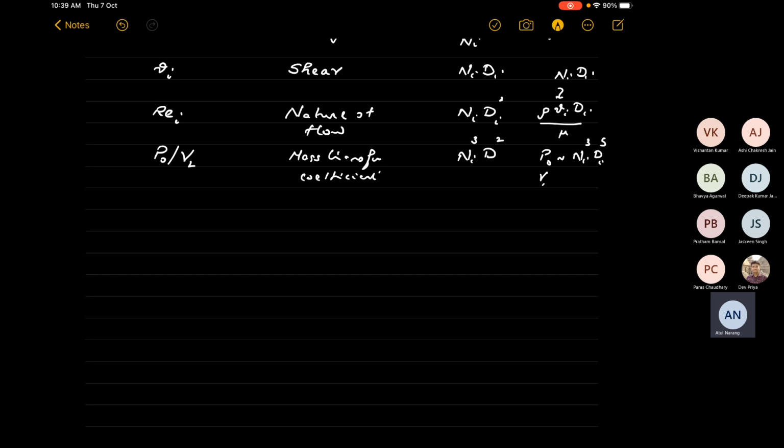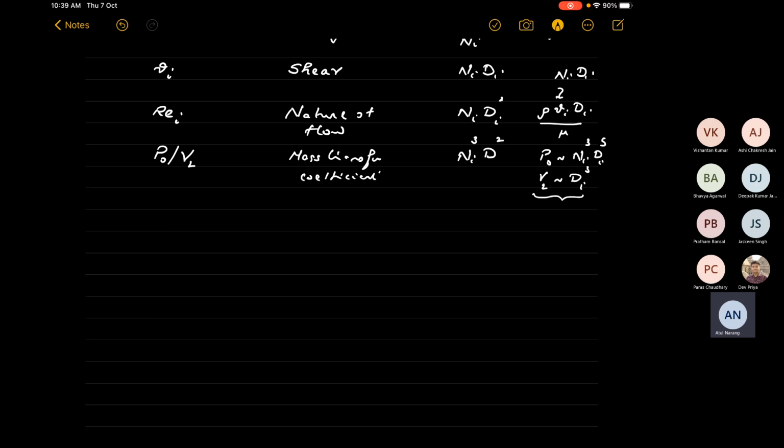And the volume, of course, will be proportional to di cube. As I told you, in scaling, if you maintain geometric similarity, then everything changes with only one dimension, right? Because all other dimensions are proportional to this dimension. So VL is proportional to the cube of the tank diameter, because the height of the tank is proportional to the tank diameter. But the impeller diameter is proportional to the tank diameter. So therefore, if VL is proportional to dt cube, then VL is proportional to di cube.